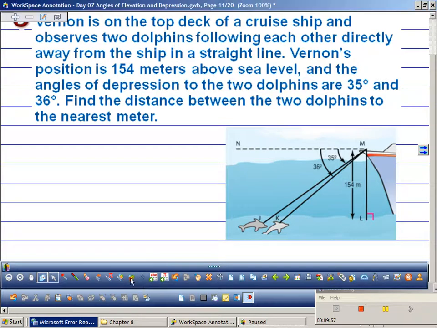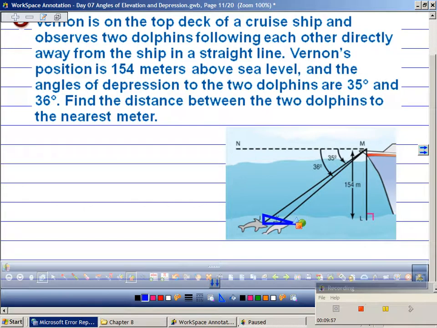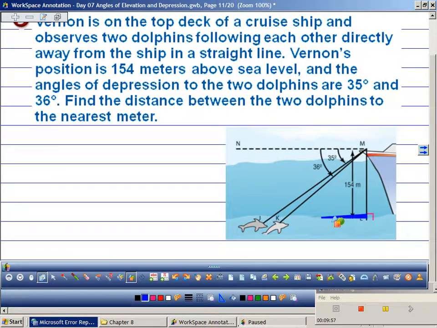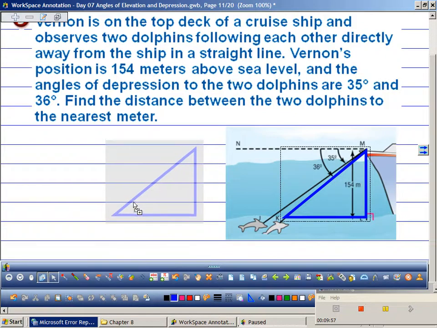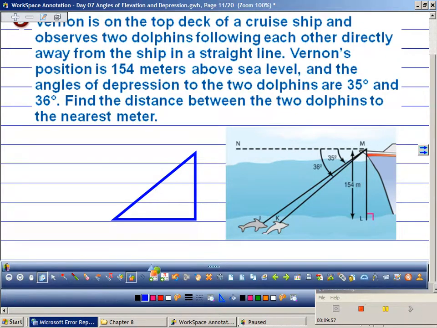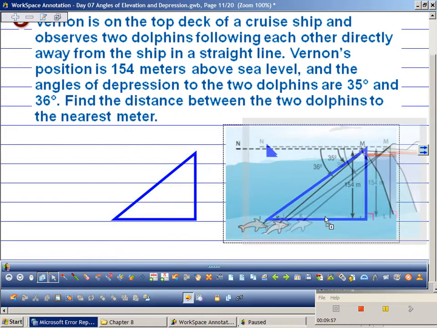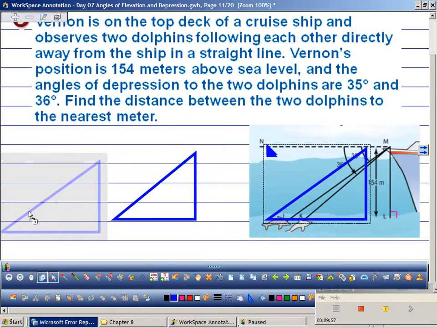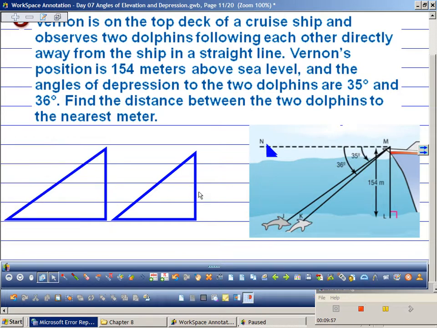Okay, so we're talking about two different triangles here. I'm actually going to draw it to real scale. We're talking about this triangle. Am I good? I am good, huh? And this triangle. Two different triangles.